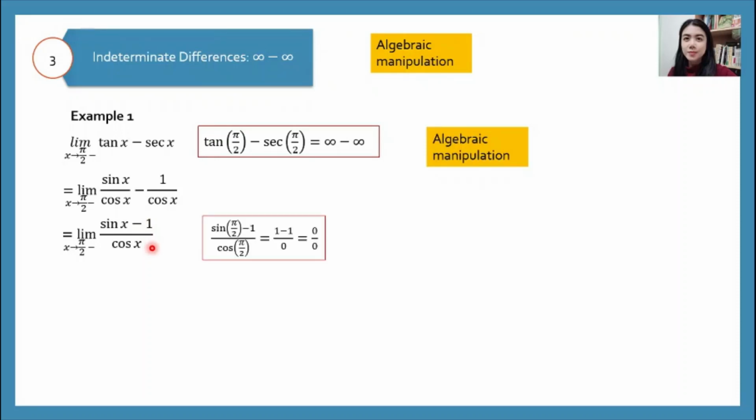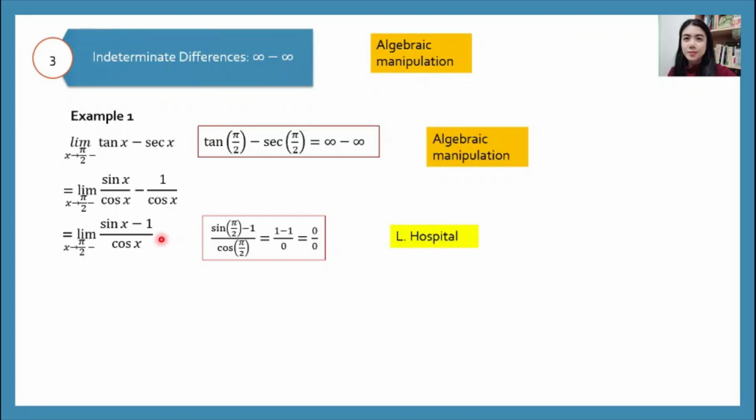Then let's see what happens if we substitute pi over 2 inside. Sine pi over 2 will give you 1, so you have 1 minus 1, which is actually 0. And cosine pi over 2 is actually 0. And you have 0 over 0. So 0 over 0 is an indeterminate quotient, which means that you can apply L'Hopital.